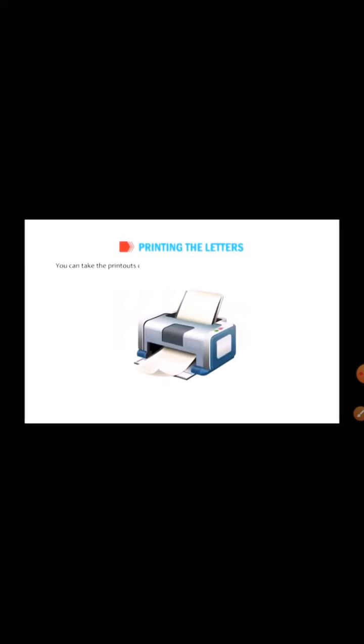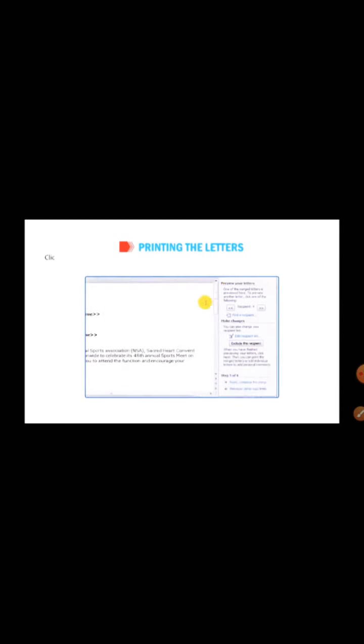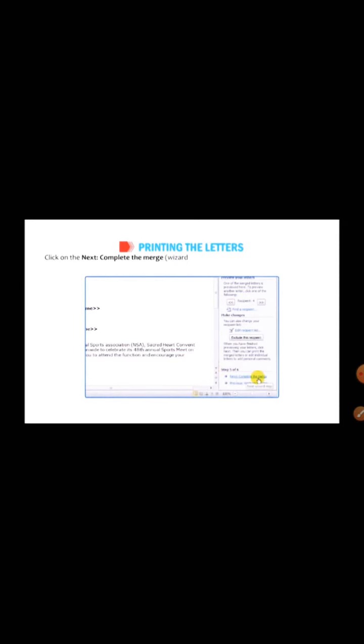Next, printing the letters. Now you want to print the letters. You can take the printout of your letters with the merged data of your data source. To print the letters, follow the given steps. Click on the Finish and Merge button in the Finish group on the Mailings tab. Select the Print Documents option from the drop-down menu. Or click on Next: Complete the merge wizard step under the Step 5 of 6 section in the task pane, and then click on the Print option under the Merge section.